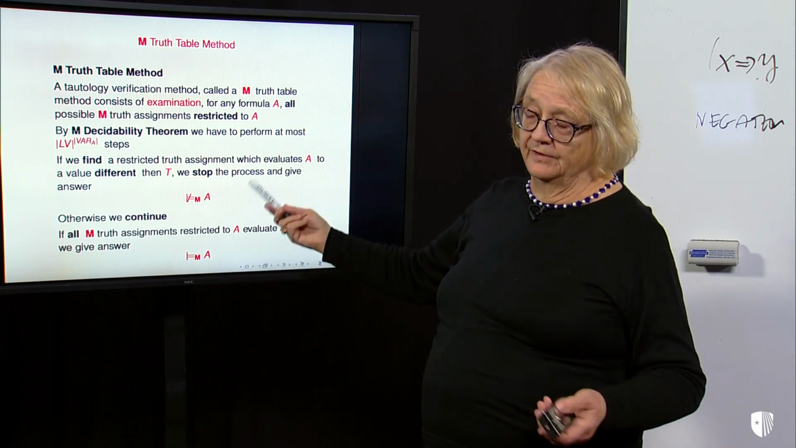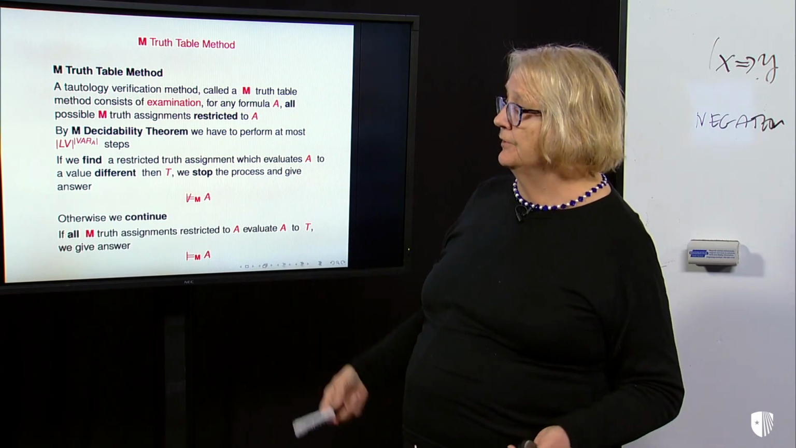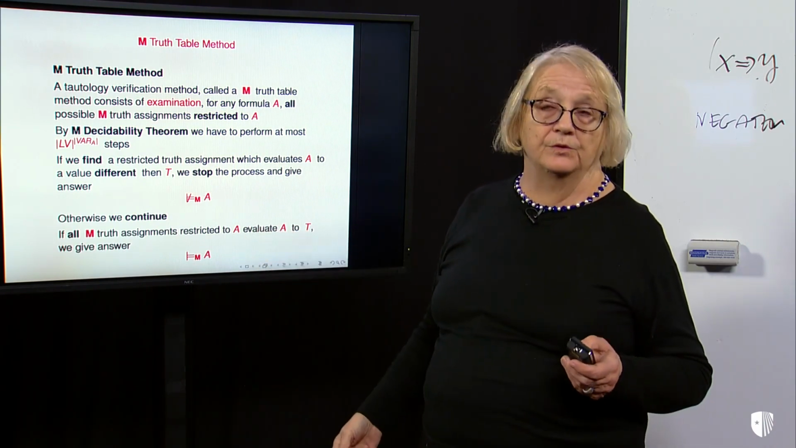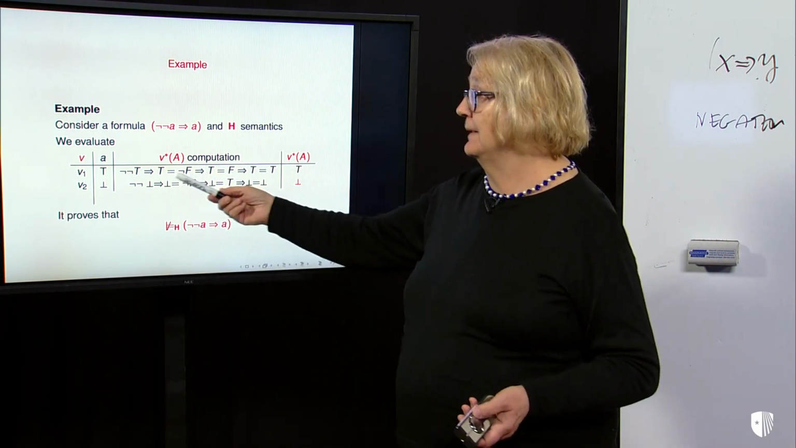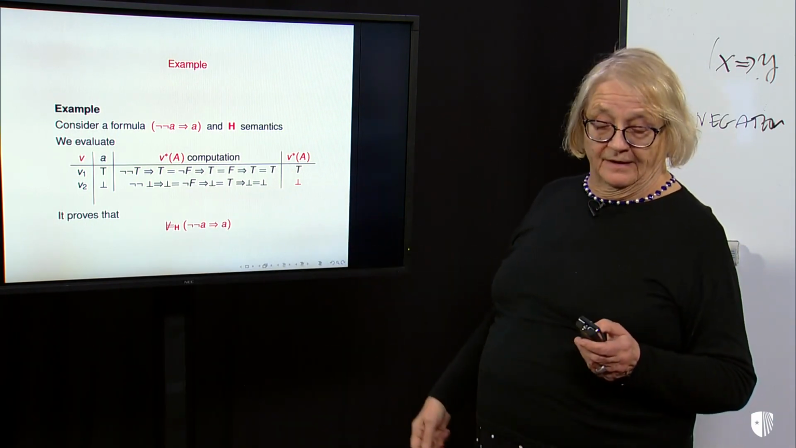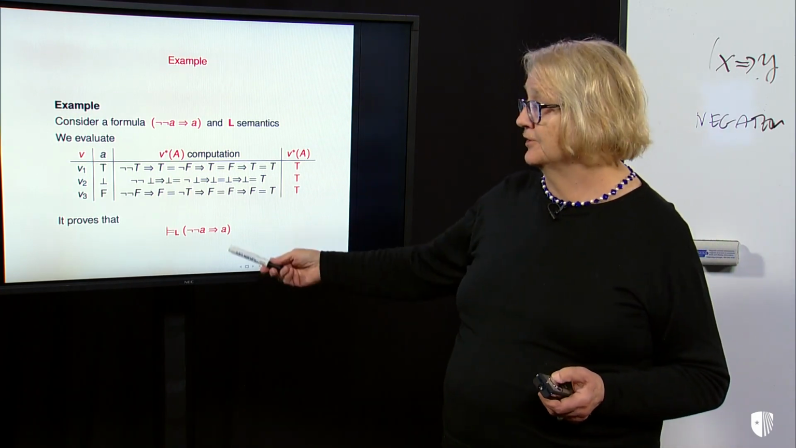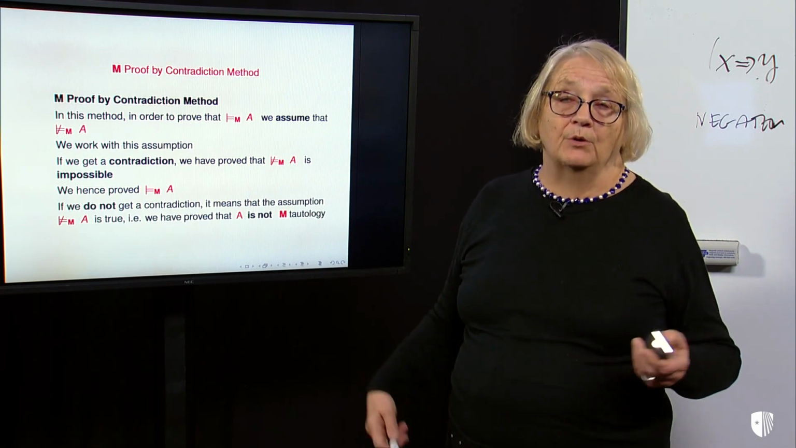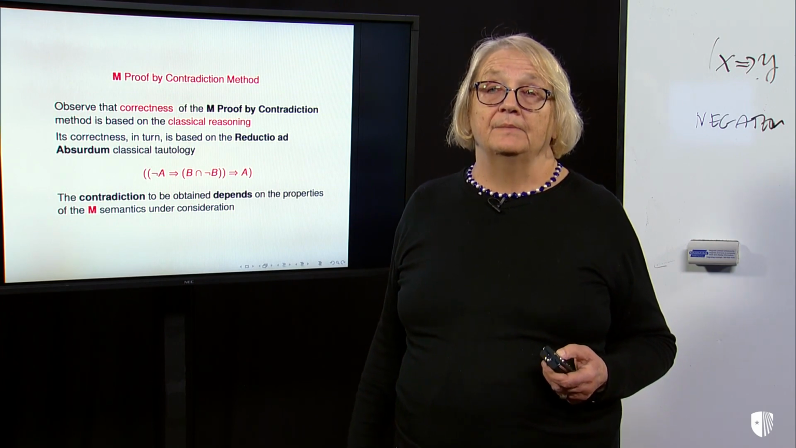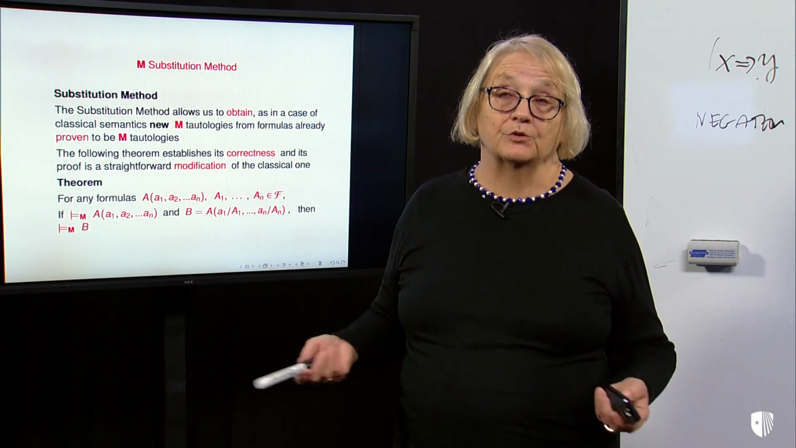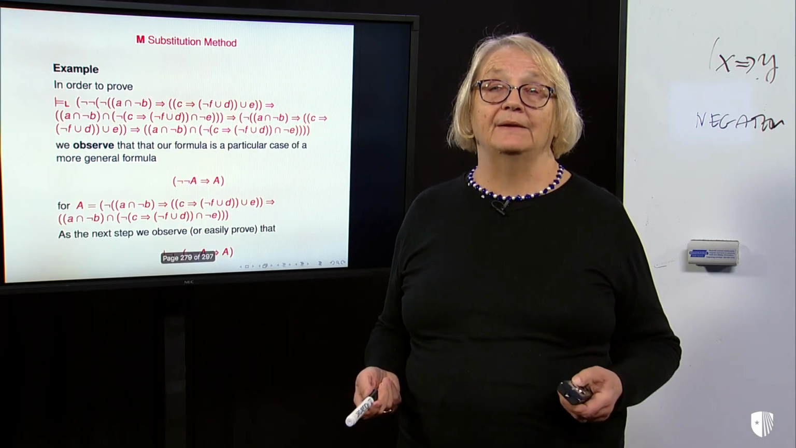If you take them one by one, if you find a contramodel, you stop, otherwise you continue, and there is a finite number of them. And for example, you have H semantics, you do the truth tables as you need. Another example, you show that this is a tautology. You have the proof by contradiction method, and you have also the substitution theorem in some way we had for the classical semantics.